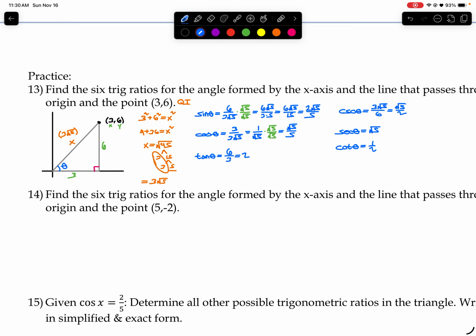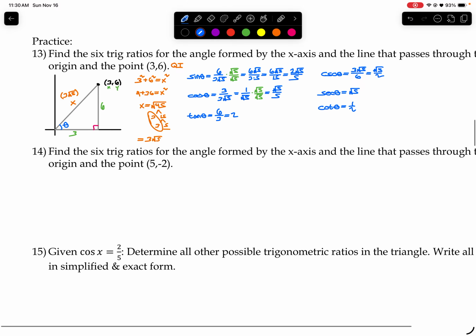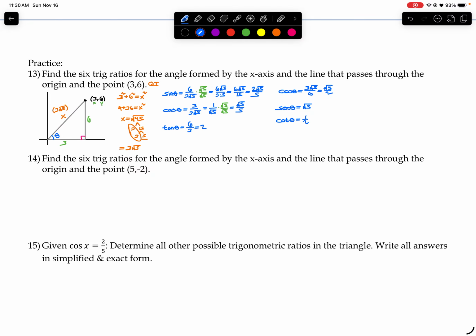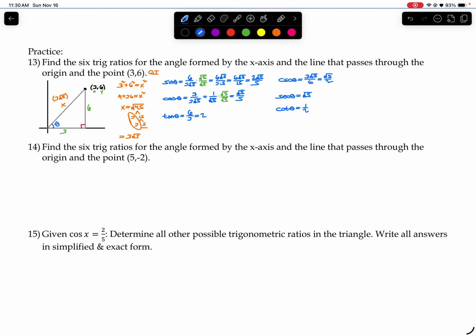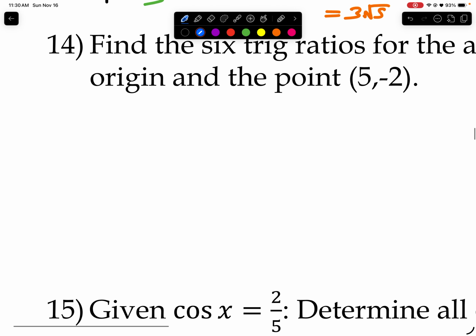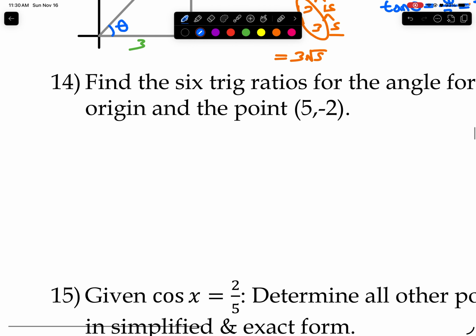I would say go ahead and try number 10, or pause here and try number 10. It's the same idea, and then I'll go through that one. Not number 10, hello? I can't read today. Okay, so 14, I mean. So find the 6 trig ratios for the angle formed by the x-axis and the line that passes through the origin and the point (5, -2). Reading is hard, y'all.